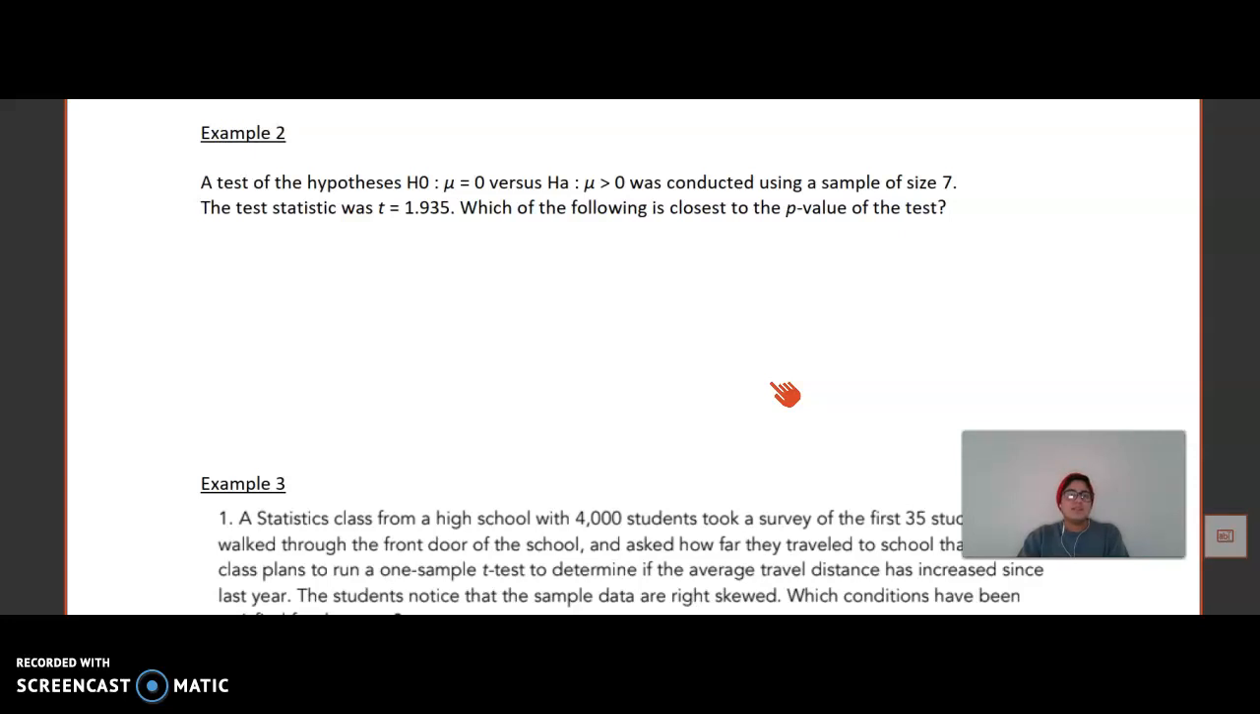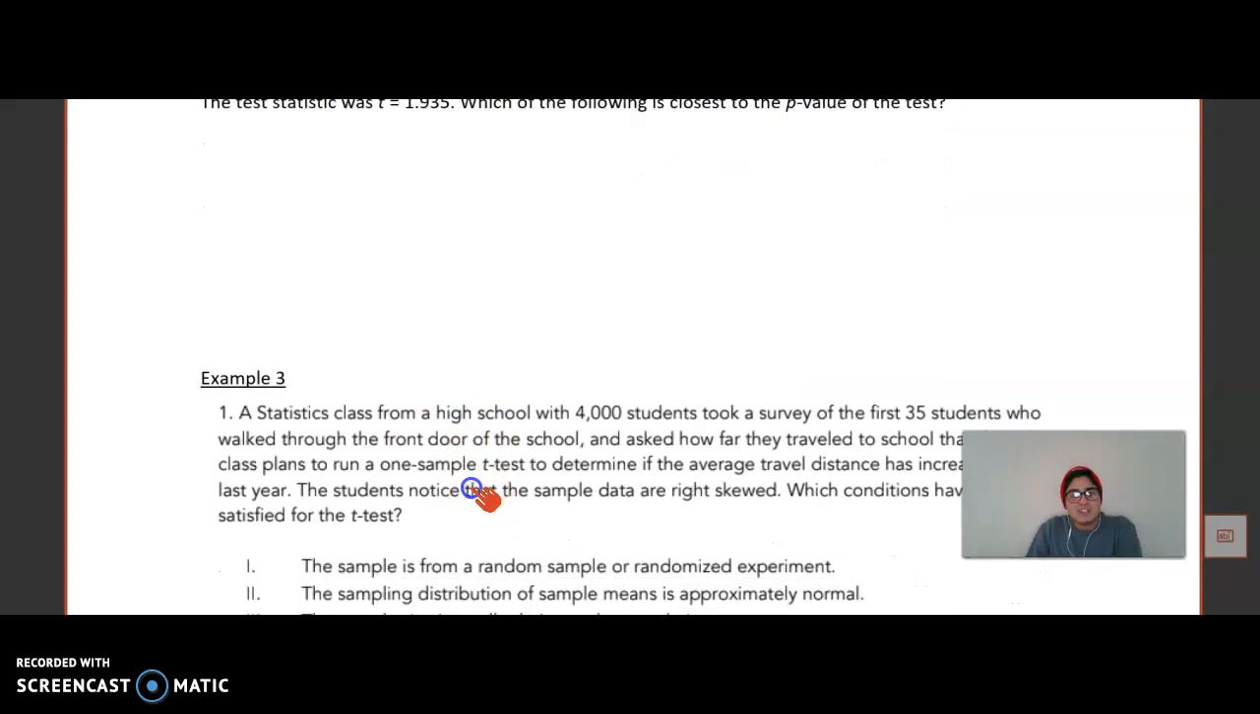So here, let's suppose that a test of the hypothesis of the null is that mu is 0, and that the alternative is that mu is greater than 0, and we use a sample size of 7. The test statistic was 1.935. Which of the following is the closest to the p-value? So that one is a calculator question.